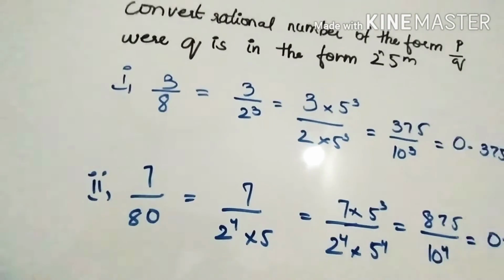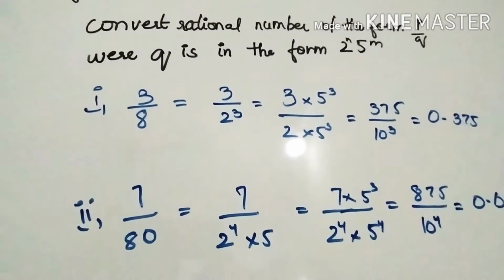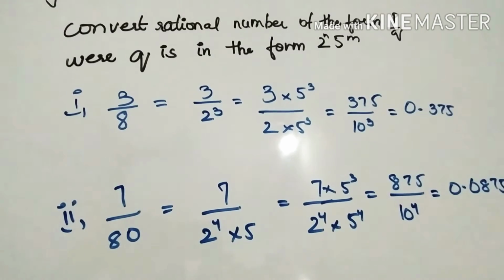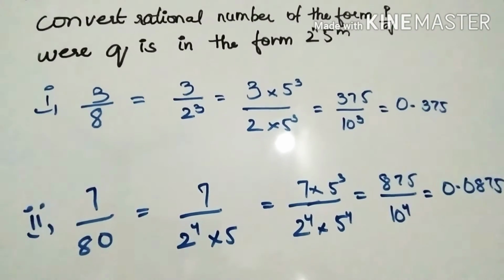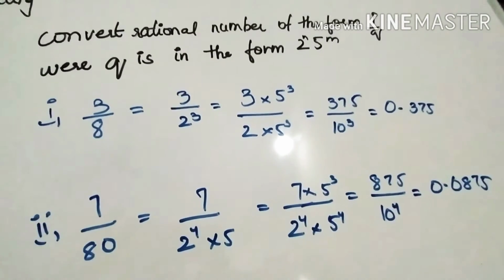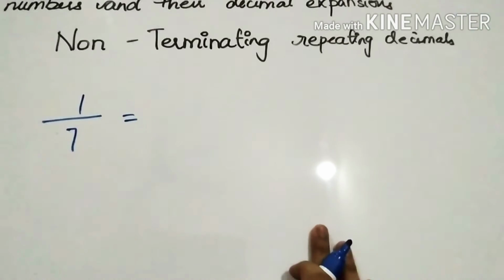So we can conclude that p by q can be represented as a terminating decimal where q is of the form 2 to the power of n into 5 to the power of m. So next is non-terminating repeating decimals.